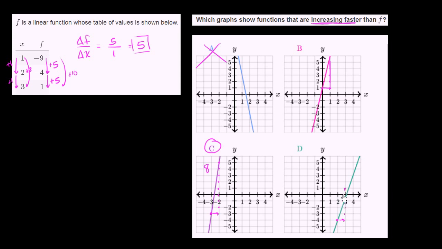The line would have had to look something more like that just to match f, much less grow faster than f. So D does not meet the criteria. It is only C.